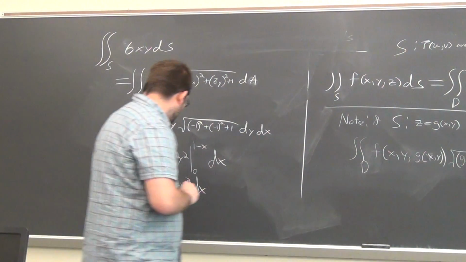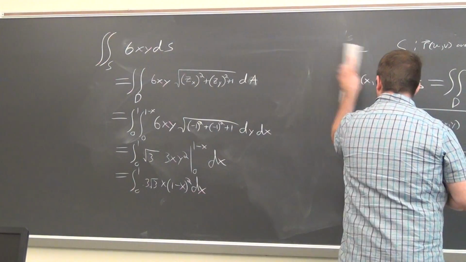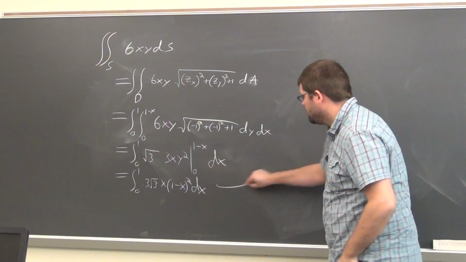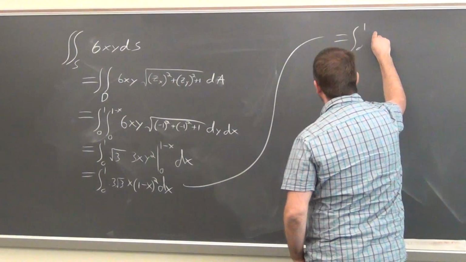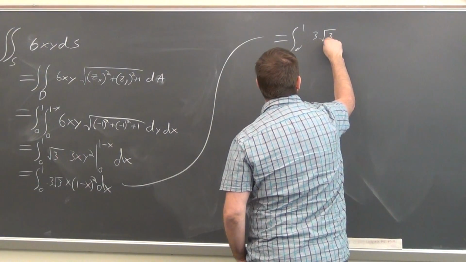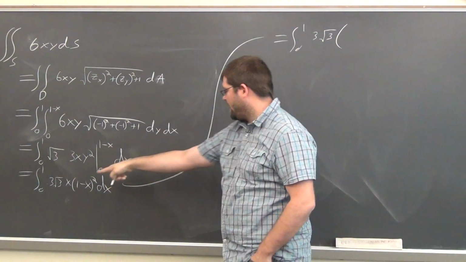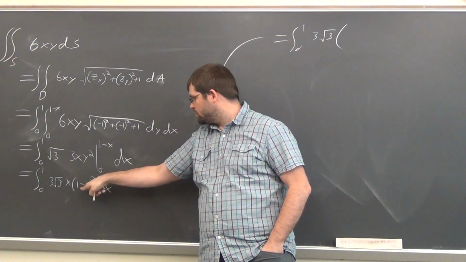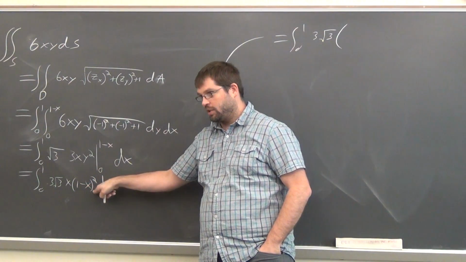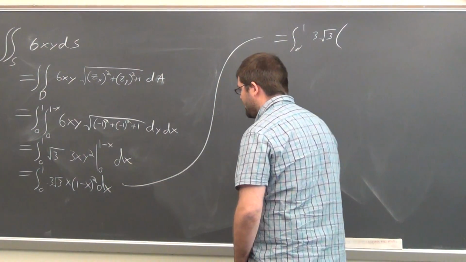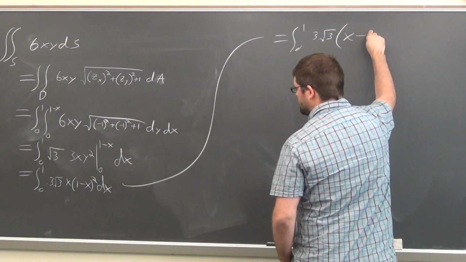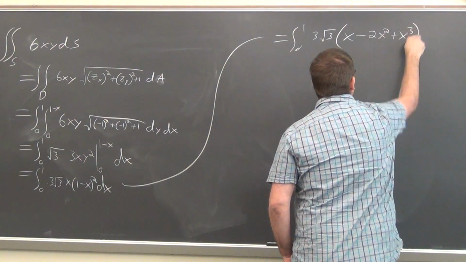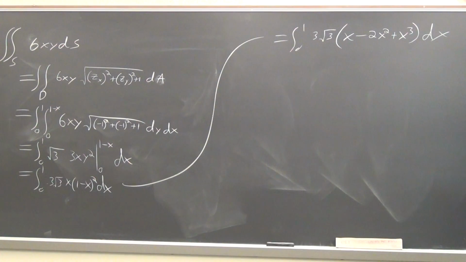And then you can multiply out that mess there. Integral from 0 to 1 of 3 root 3, and then it's just going to be x times what you get when you square that, which will be 1 minus 2x plus x squared, and then you'll multiply out by x. So it'll be x minus 2x squared plus x cubed, I think. Does that sound okay?